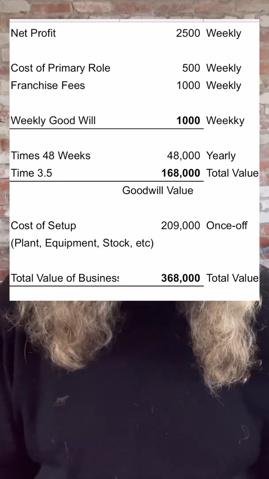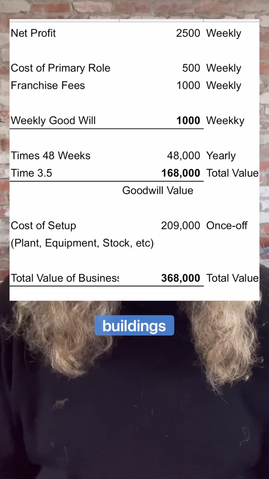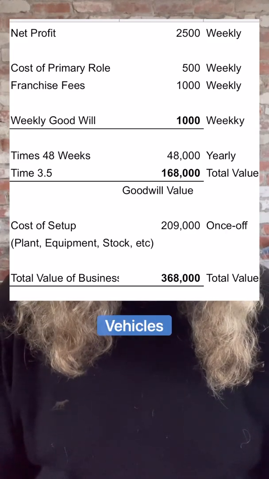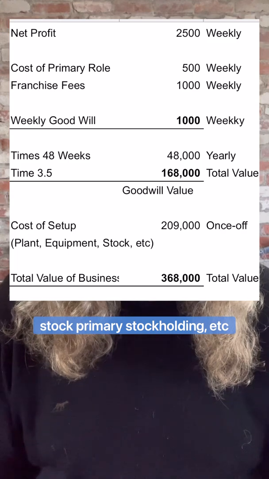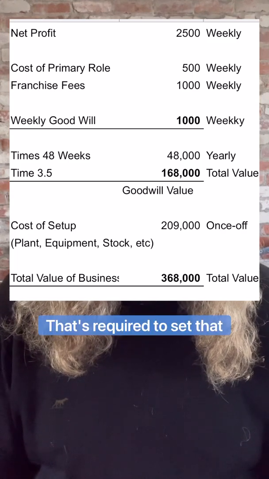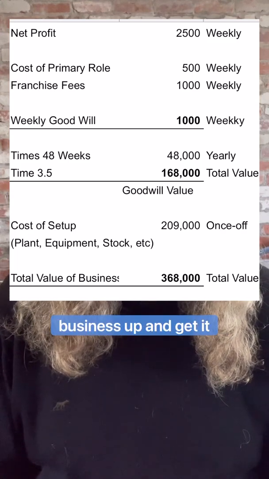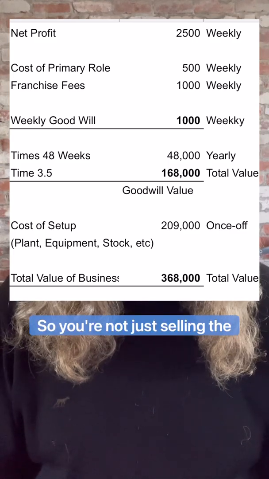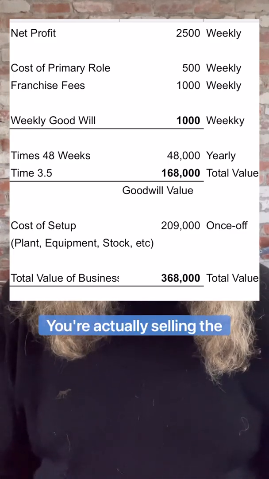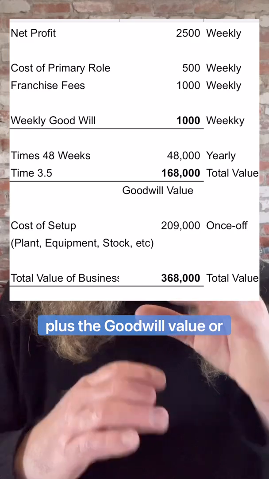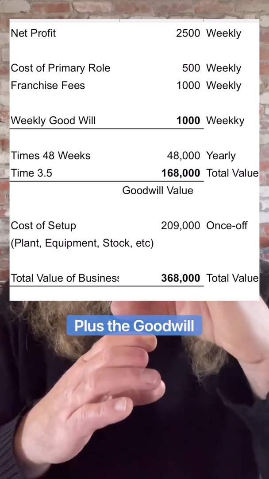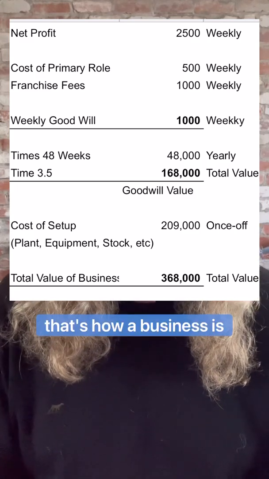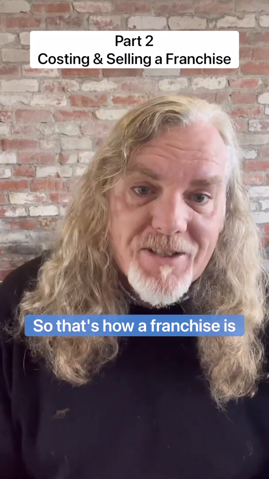For example, plant, equipment, buildings, trucks, vehicles, stock, primary stock holding, etc., that's required to set that business up and get it running. So you're not just selling the goodwill value, you're actually selling the stock plus the goodwill value, or equipment plus the goodwill value. That's how a business is priced. So that's how a franchise is priced.